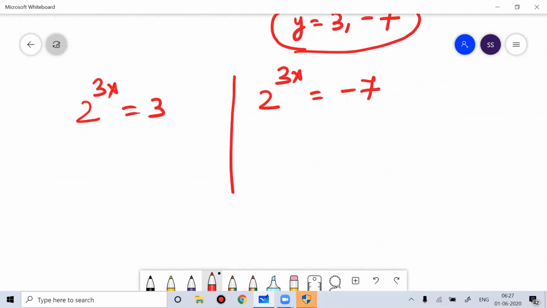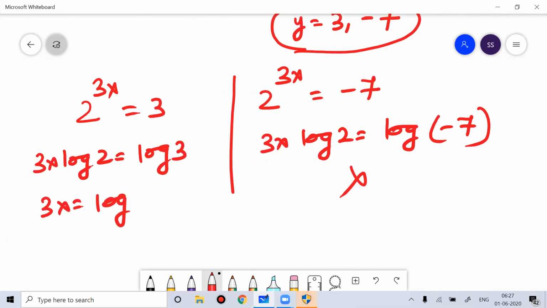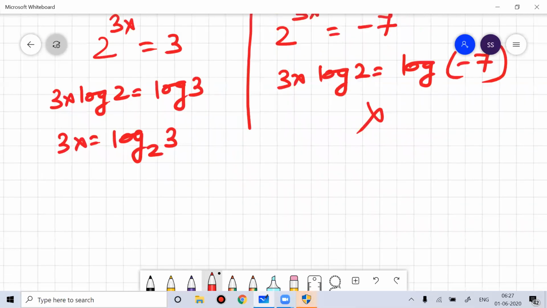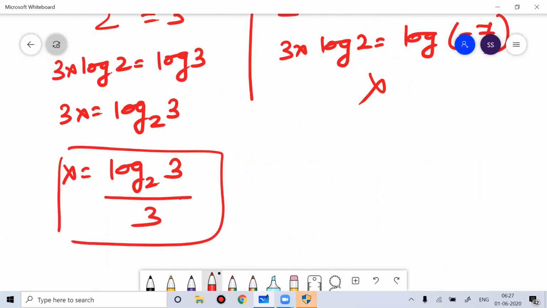So how will you find the value of x? Take log on both sides. 3x log 2 is equal to log 3. And here 3x log 2 is equal to log of minus 7. You can never find the log of a negative value, so this can't be solved. So here I can say that 3x is equal to log base 2 of 3. So ultimately the value of x you will get is log base 2 of 3 divided by 3. This is the answer.